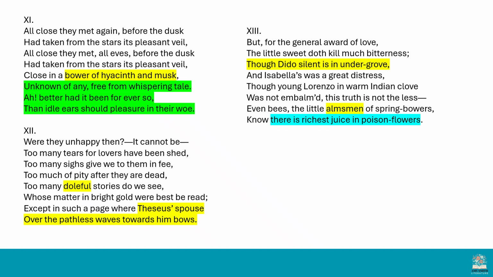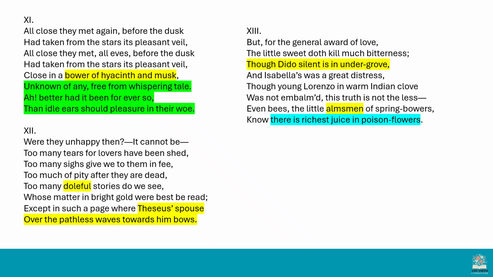Then in stanza 11: "Unknown of any, free from whispering tale, better had it been for ever so, than idle ears should pleasure in their woe." So here Keats is saying this beautiful natural setting is free from whispering tale, from gossip, from people talking about the fact that they're of a different social class. And then it says, better had it been for ever so. Here Keats means it would have been better if this had lasted, but it's not going to last. Love, perfection, joy is transient, and the doom of this relationship is inevitable.